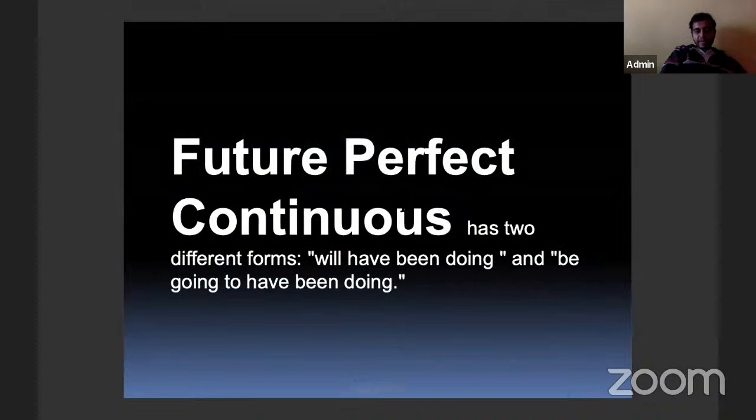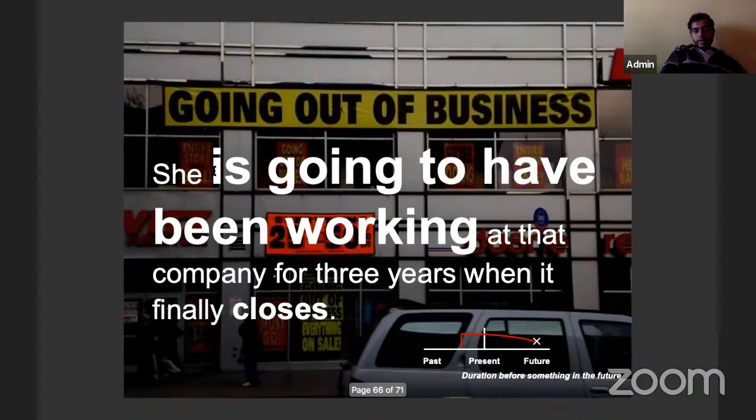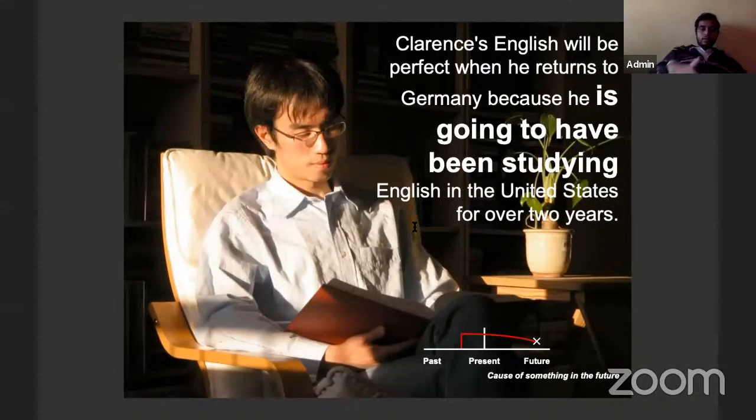Now, future perfect continuous: will have been doing, be going to have been doing. Again, "is going to have been working." Again, duration before something in the future. Earlier, past perfect continuous was "he had been working at the university for more than a year before he went to Asia." That was duration before something in the past. Here it is duration before something in the future. So future perfect continuous, and then again something happening in the future because of something else.